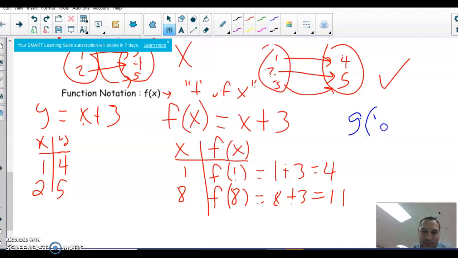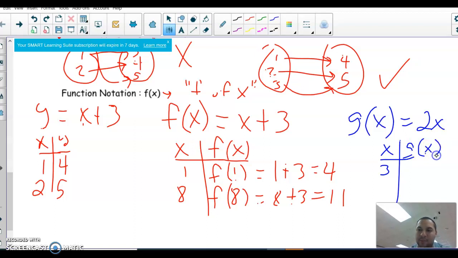You can have g. That's a common one that's used as well. Say g of x equals 2x. So let's say x is 3. So g of 3, we're going to plug in 3 for x. 2 times 3 is 6. Say x is negative 2. Plug it in. You get negative 4. So function notation just gives you a name of it with f or g or h or any other letter. Has nothing to do with it algebraically. It's just the name of the function.